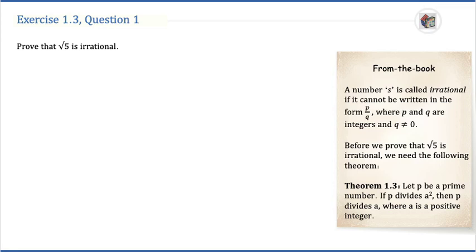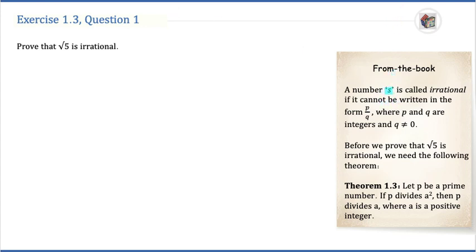Exercise 1.3, question 1. Prove that square root of 5 is irrational. Till now, we've only been using these numbers. We know that these numbers are irrational: square root of 5, square root of 2, square root of 3, and so on. Now let's see the definition that there is for irrational numbers.